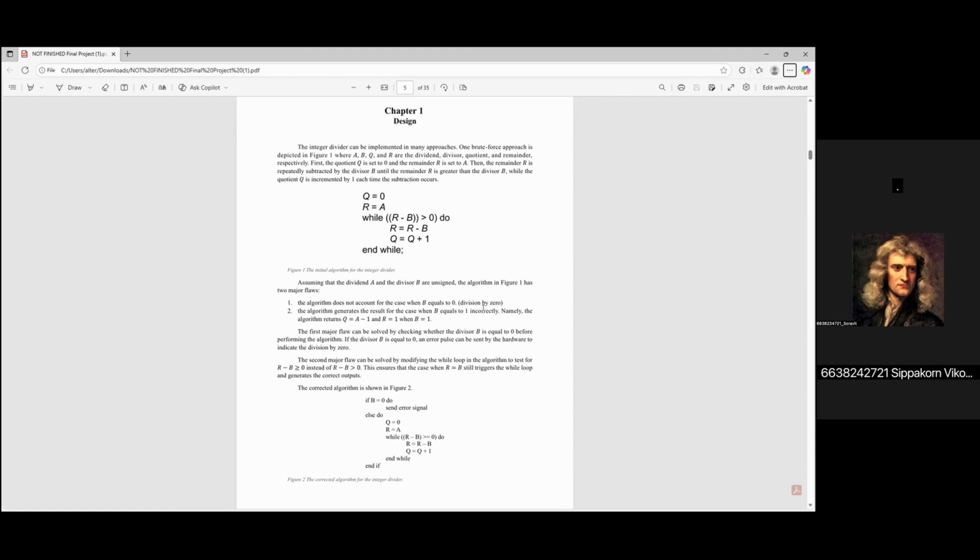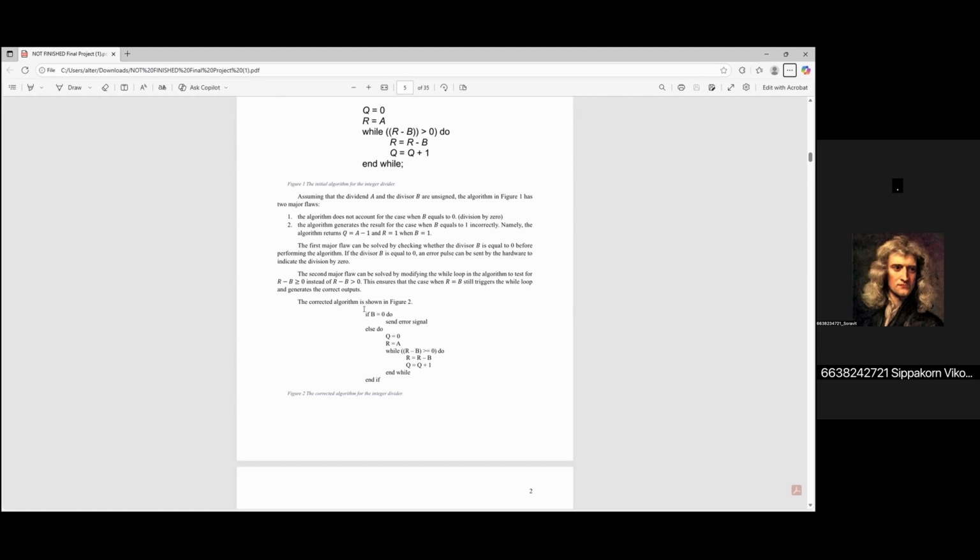The first one is it cannot handle the division by zero when B equals zero. And the second one is it does not correctly handle the case where R equals B. So we created a correct algorithm that fixes both cases. It checks for B equal to zero first, and we also modify the loop condition to R minus B more than or equal to zero to handle R equal to B correctly.